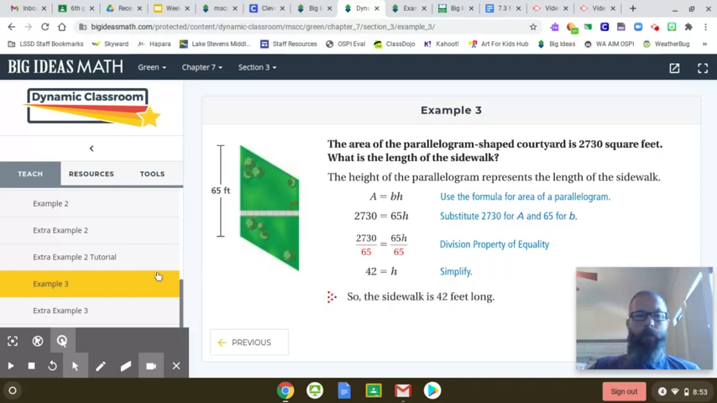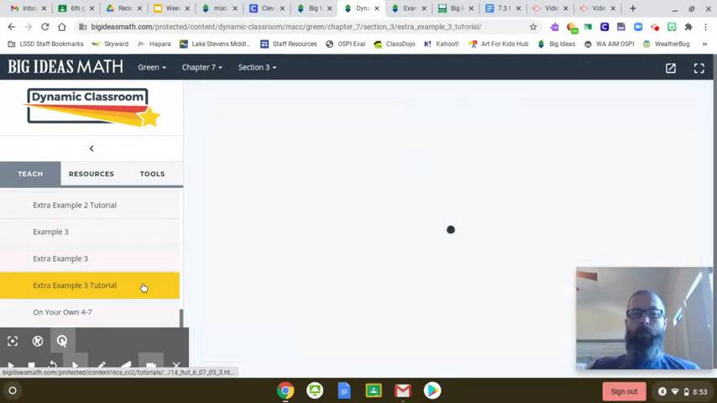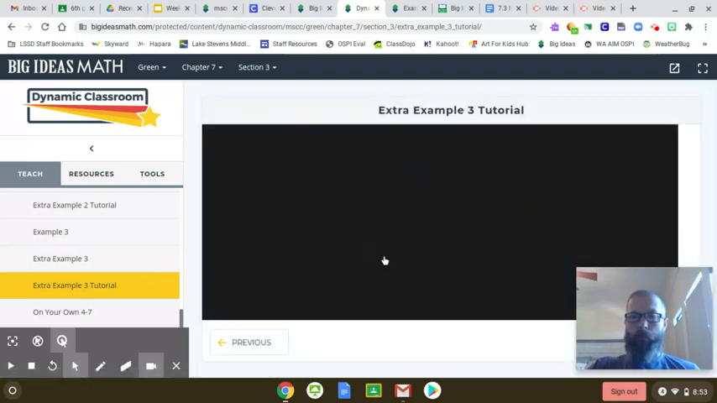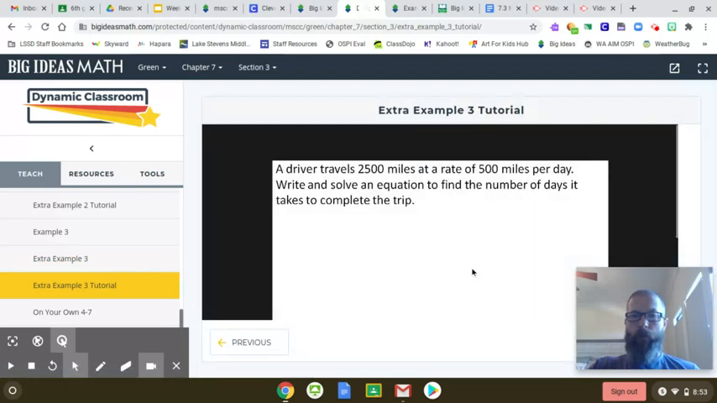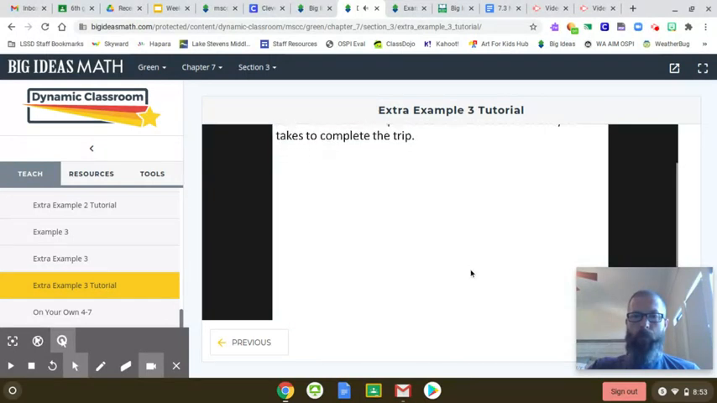Okay, take a look at another one. This says a driver travels 2,500 miles at a rate of 500 miles per day. Write and solve an equation to find the number of days it takes to complete the trip.